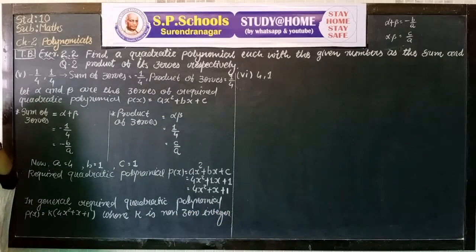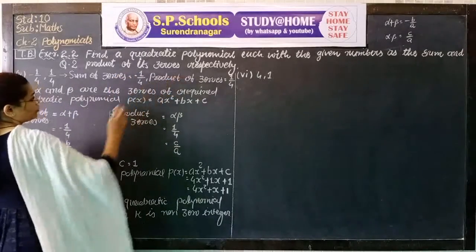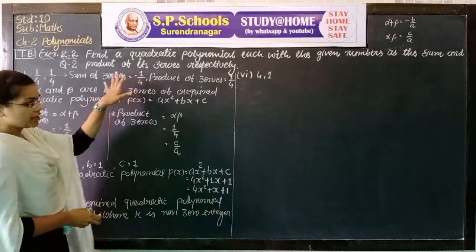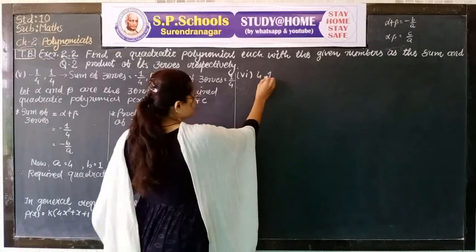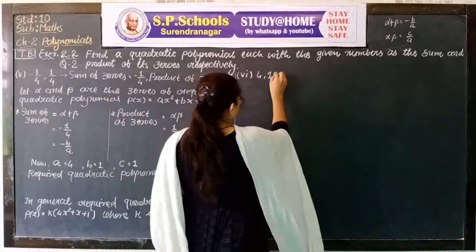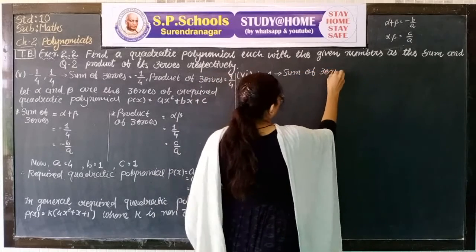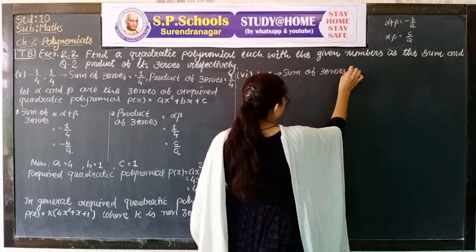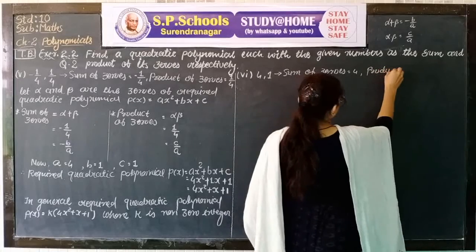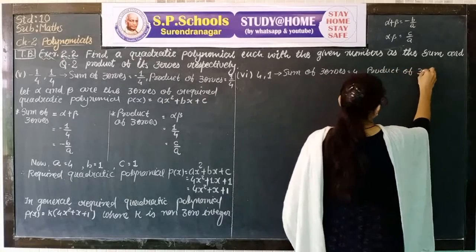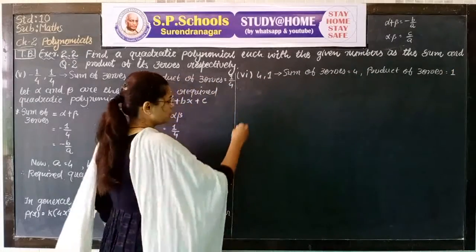There are lots of polynomials obtained here whose sum and product of zeros are given as per our question. Now the last one, two numbers: first is 4 and second is 1. First is the sum of zeros. Sum of zeros is equal to 4 and product of zeros is equal to 1. Same process will be repeated here.